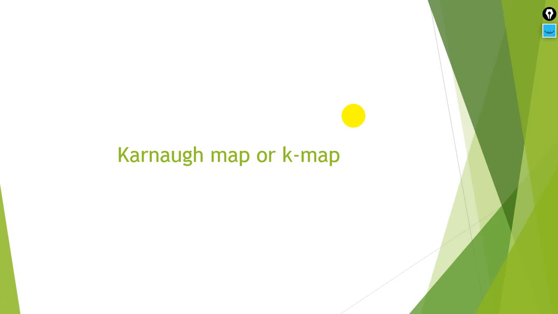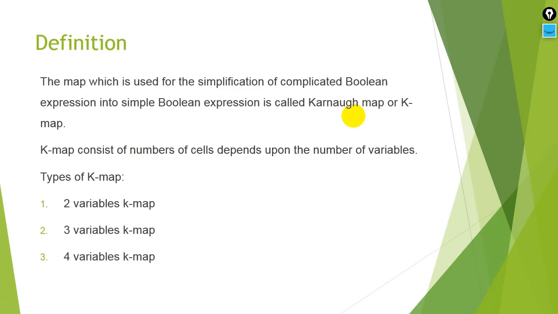So Karnaugh map, so this was a mathematician. Karnaugh was a mathematician, and in 1854 he introduced a map in DLD. That map was used for the simplification of complicated Boolean expressions, just like we use different Boolean laws, theorems and rules for the simplification of Boolean expressions. The same task is done by the Karnaugh map. Karnaugh map is also used for the simplification of complicated Boolean expressions.